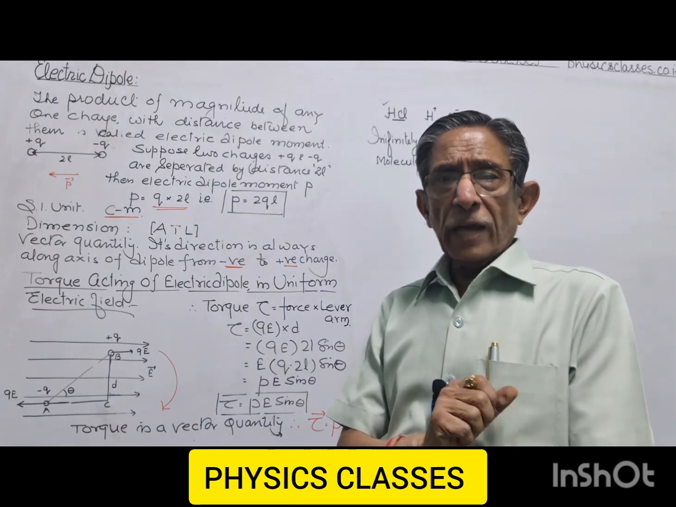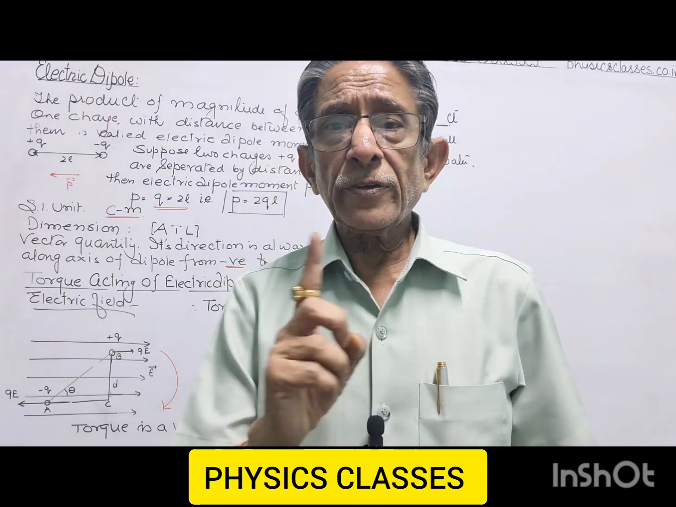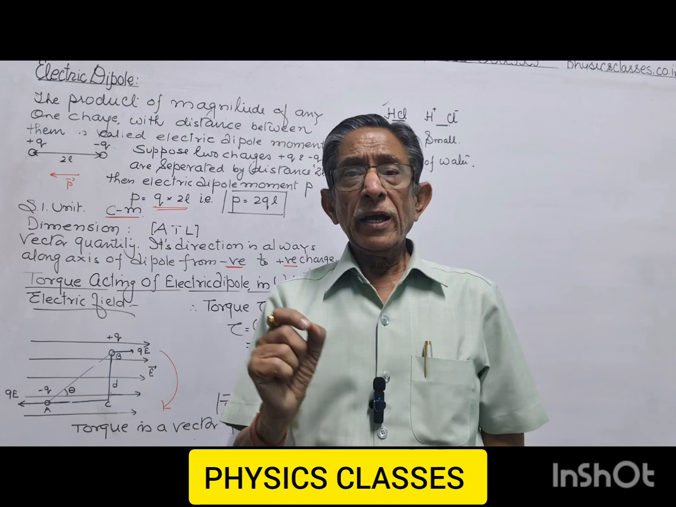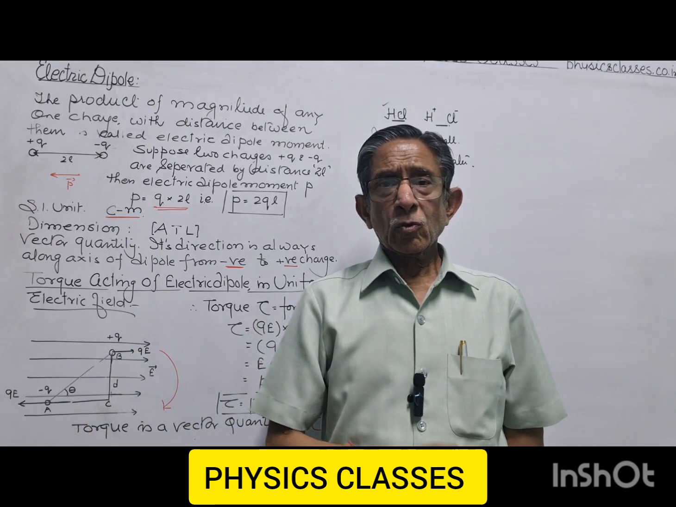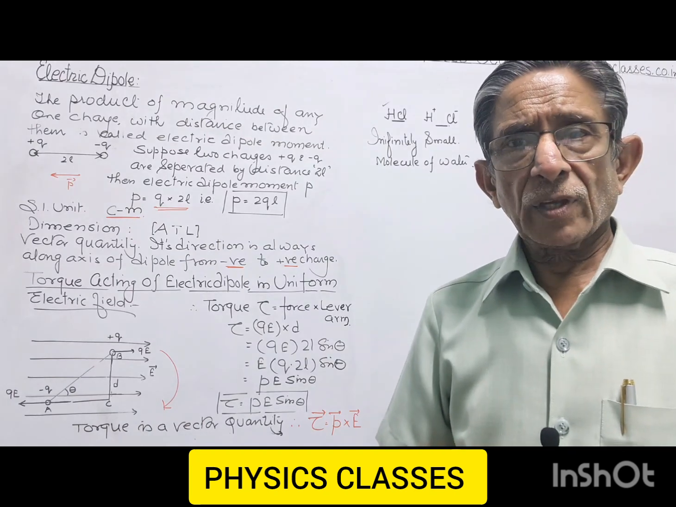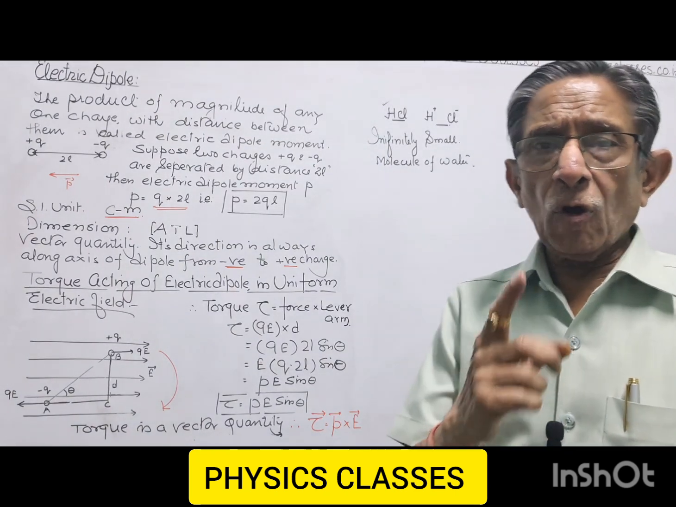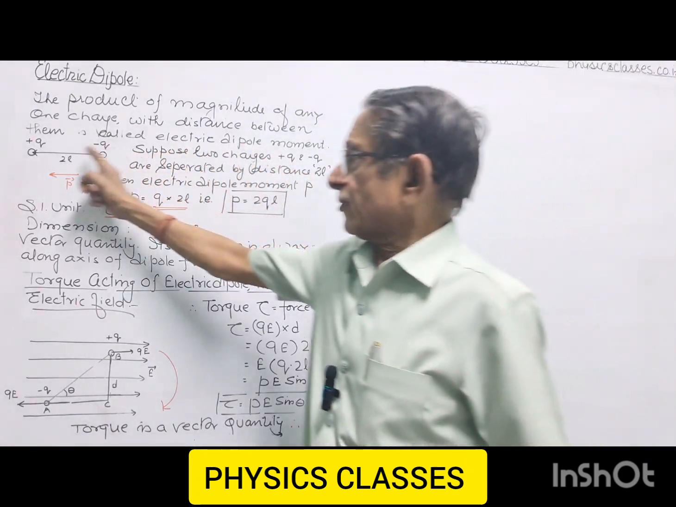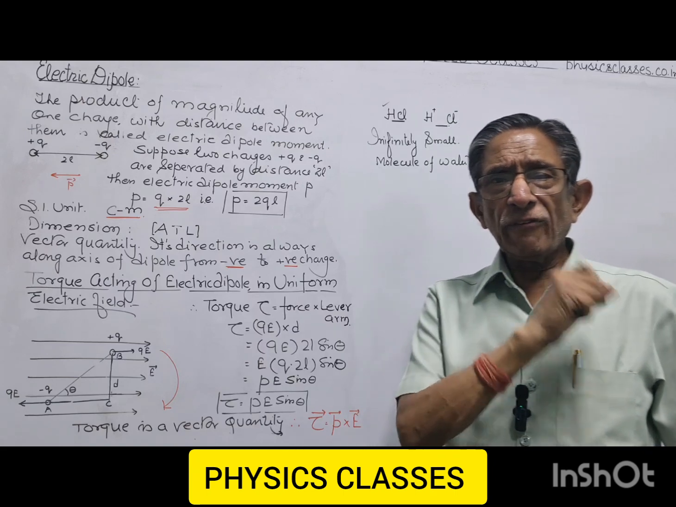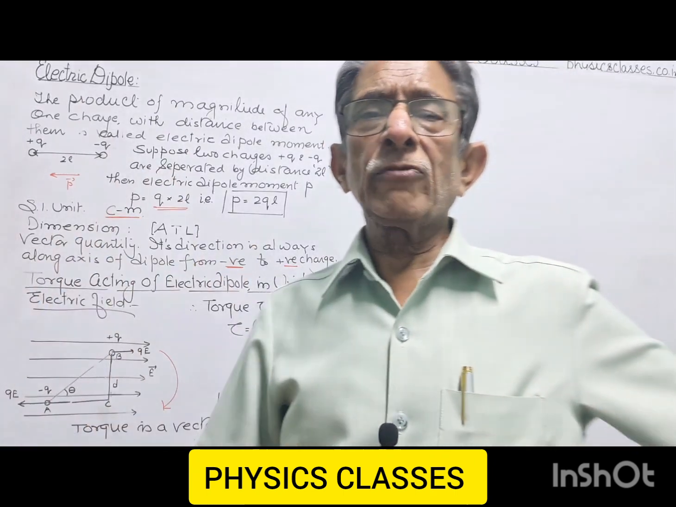Students, electric dipole moment is a vector quantity. Always remember, electric dipole moment is a vector quantity. Every vector quantity has direction. So the question is, what is the direction of electric dipole moment? Remember that the direction of electric dipole moment is always along the axis of the dipole from negative to positive charge.